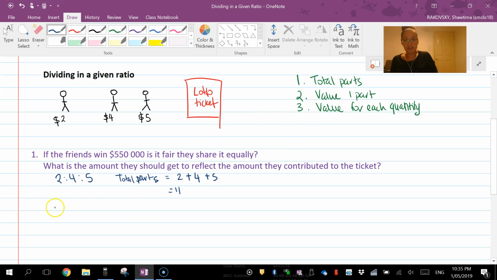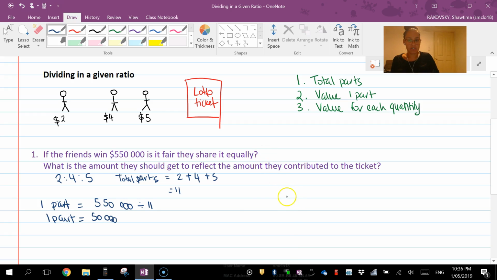I need to find the value of one part. That's going to be the total amount of money that we have divided by the total parts. It's going to give us one part, which equals 50,000. So now that I've got the value of one part, I can find the value of each quantity.